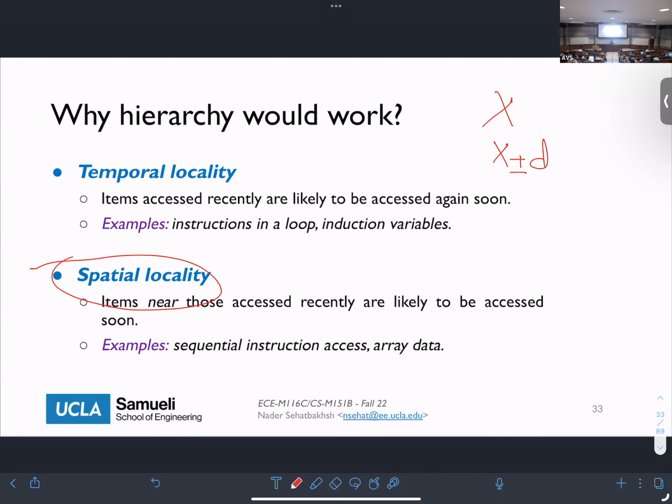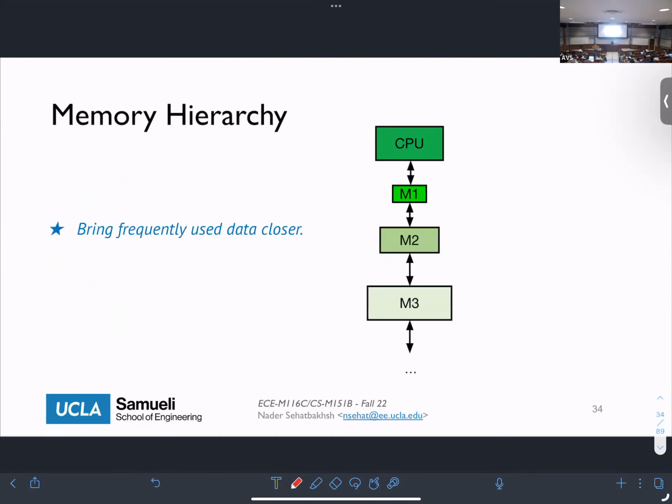This is address dependent. So if you're bringing address X, go and bring address X plus 1, X plus 2, X plus 3, and so on. Of course, you cannot bring everything because you have only limited space, but maybe bring a small amount of data with you whenever you go and read your memory, okay? So this is the idea of spatial locality.